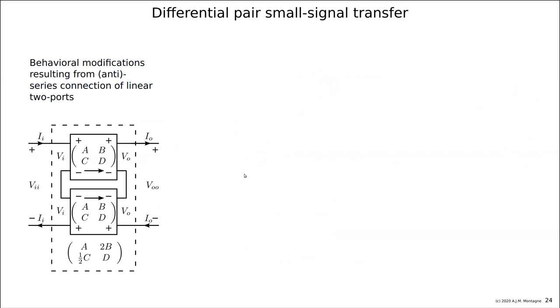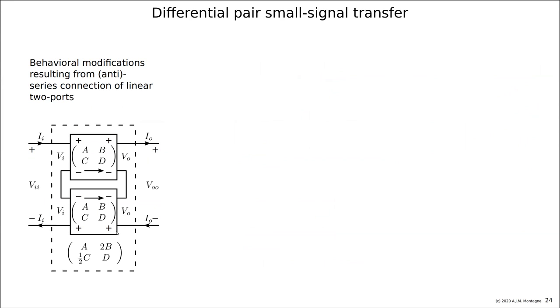Let's go to the small signal transfer. And let's first look, before we study the differential pair in detail, because maybe we can already predict on a much higher level what is going to happen if we are connecting two ports to each other, in this case using an anti-series connection. So here you see, I have two ports, and we have characterized them with our transmission parameters A, B, C, D, and we assume that both two ports are completely equal.